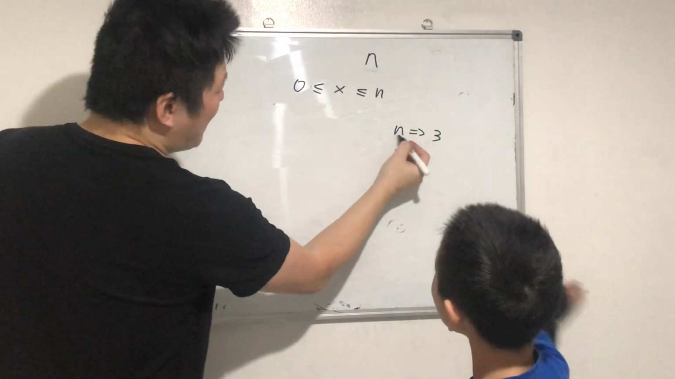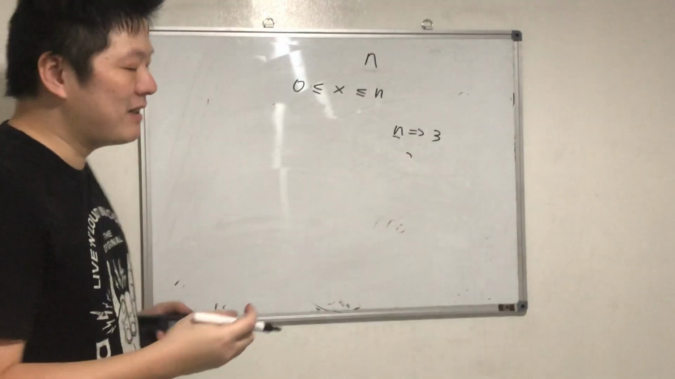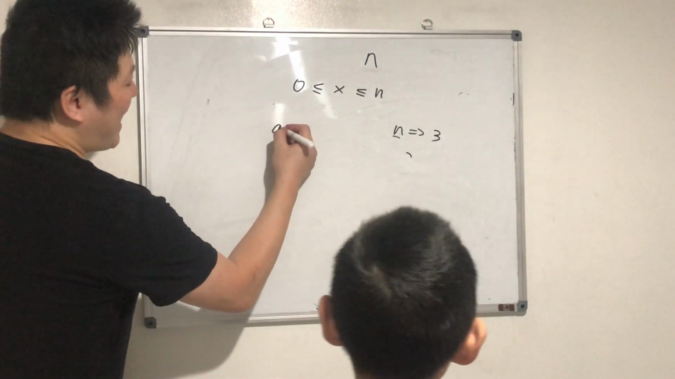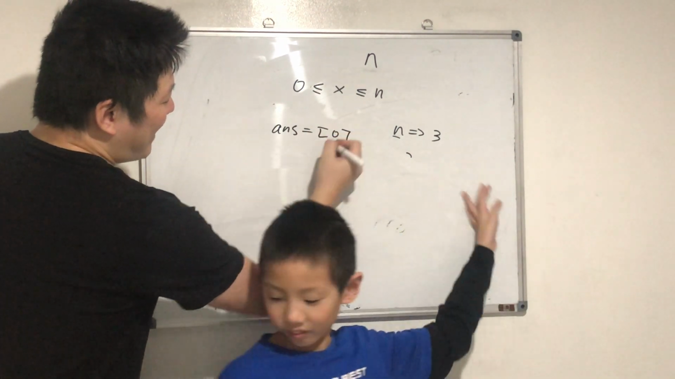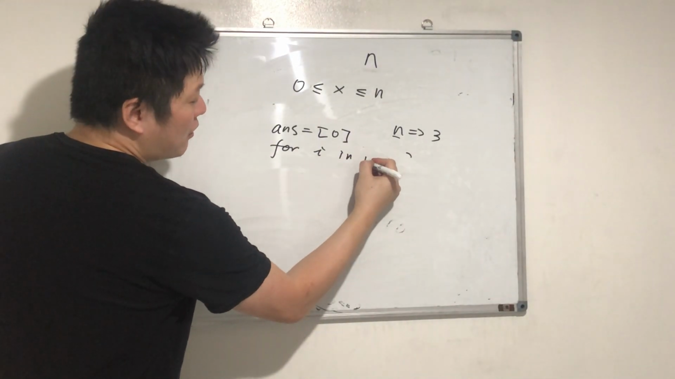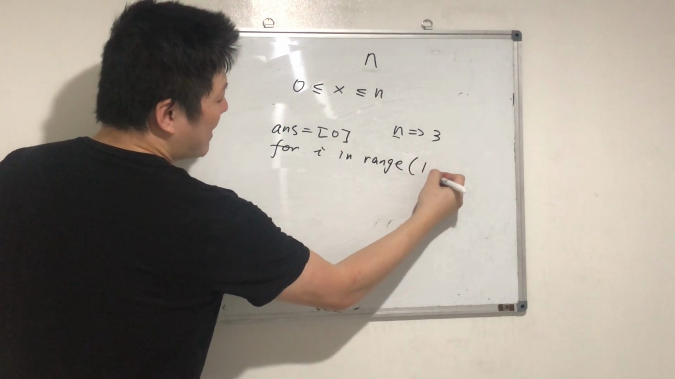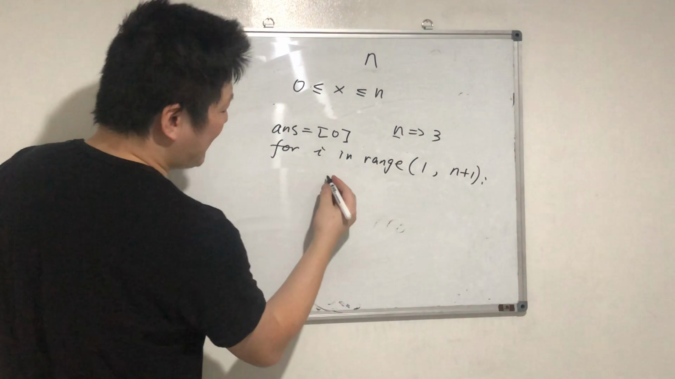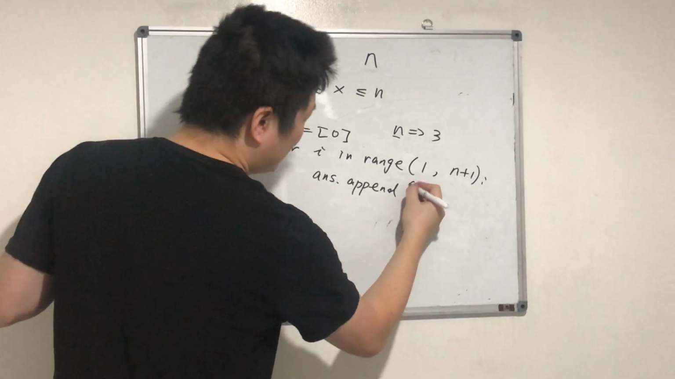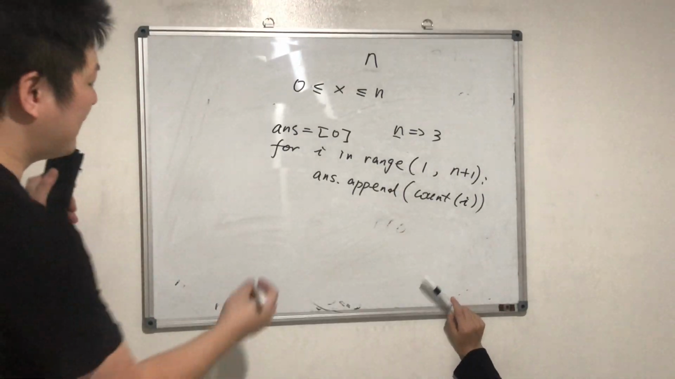So given a number n, you find the number of bits for every number from 0 to n, right? How can we do this, Eric? You can just write the loop. Answer equals empty list. And then for i in range 1 till n plus 1, I can just say answer dot append, and we just use the count. Count i. That's it. And return answer.